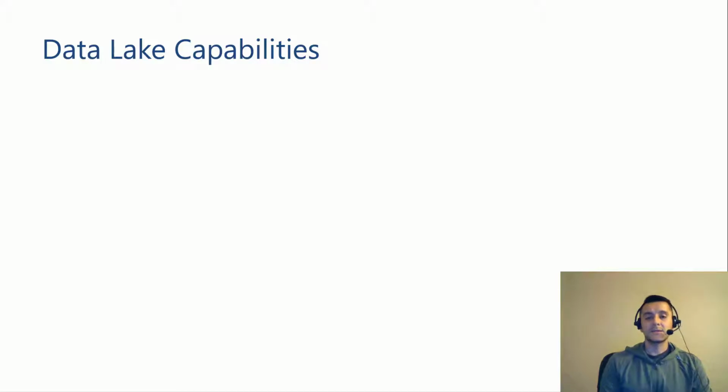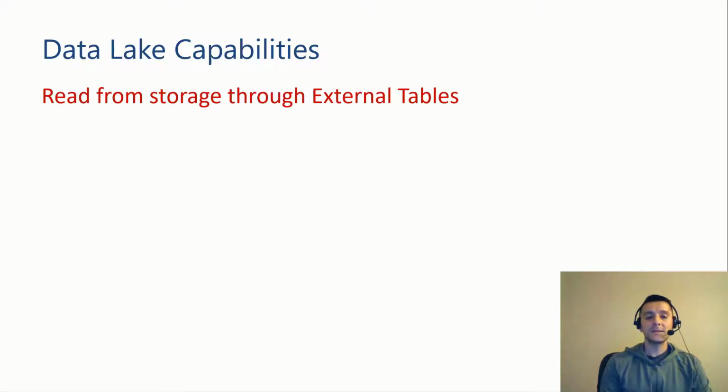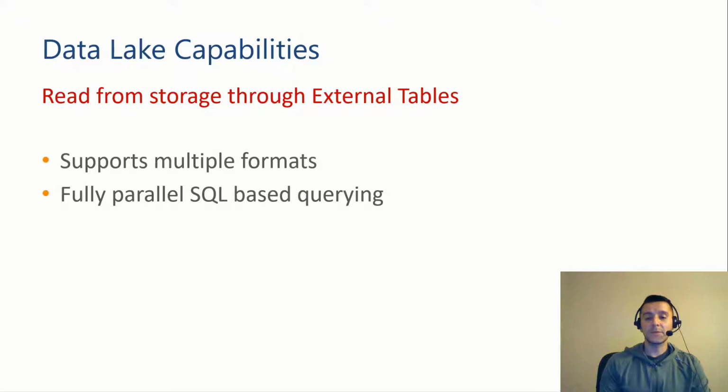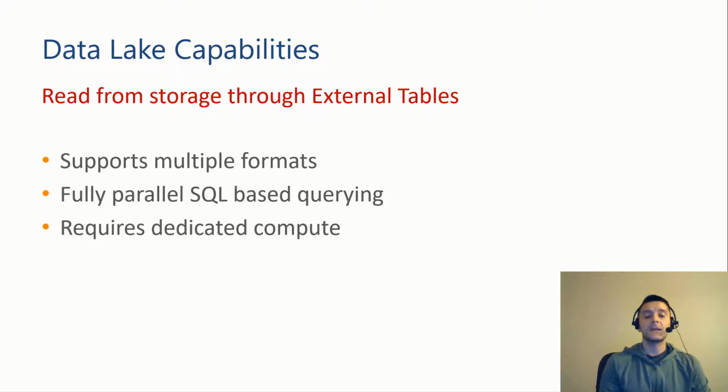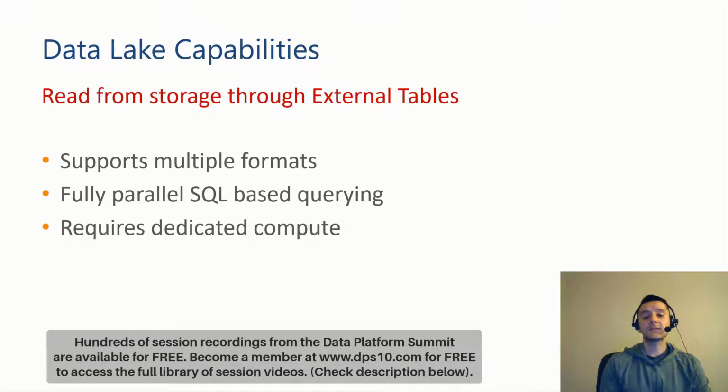What are the data lake capabilities on the dedicated SQL pool? Well, the main capability is that you can read from storage through an object known as an external table. These external tables support multiple formats for the underlying data, such as delimited text or Parquet, for example. It is fully parallel SQL-based querying. So even though you are querying underlying data lake storage, these queries can be fully parallel, going over multiple files in a folder, for example, and it is all transparent to you. You're just writing SQL. It does require dedicated compute, so that means that the MPP cluster of the SQL dedicated pool must be up and running when you try to query this.